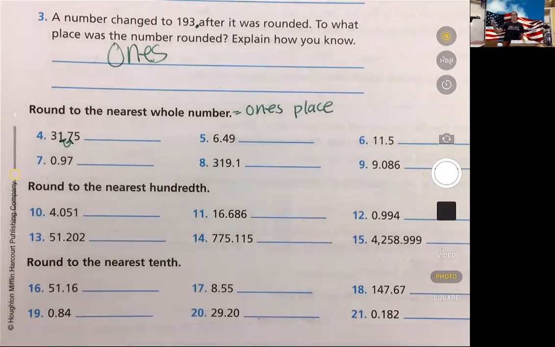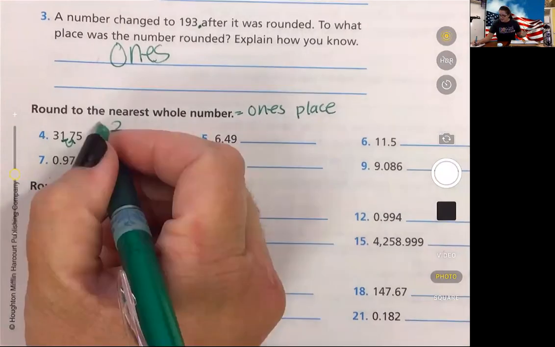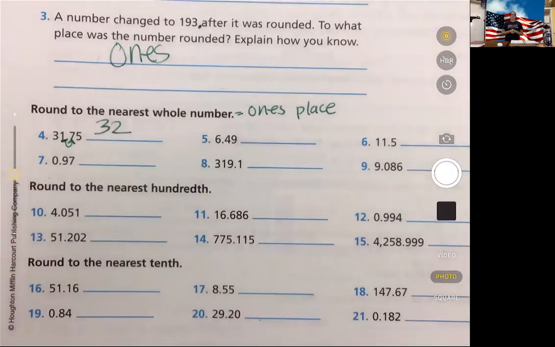Yes. Greater. What does that do to my 1? Change it to a 2. Is that my answer? Am I done? No. You have to put the rest of the numbers. I forgot the three in the tens place. Yes, I need the tens place on there too. So anything to the left of the underlined number stays the same. Okay, and then I'm rounding my underlined number.